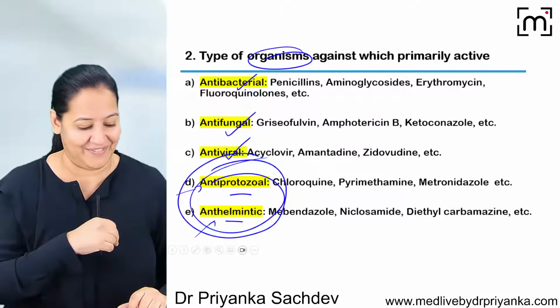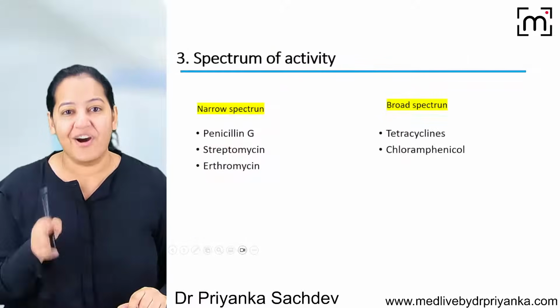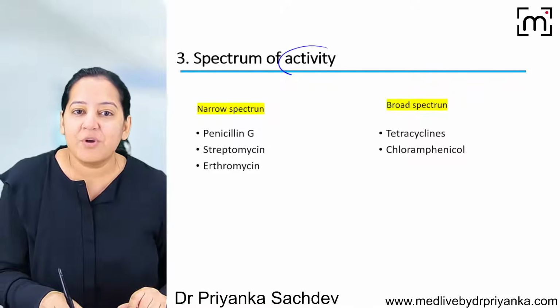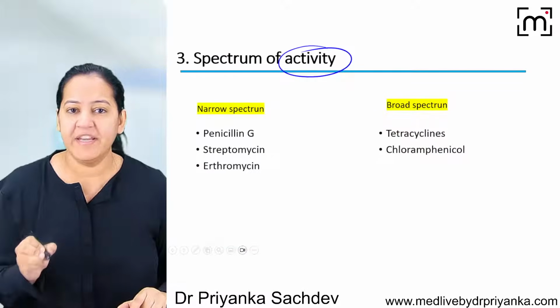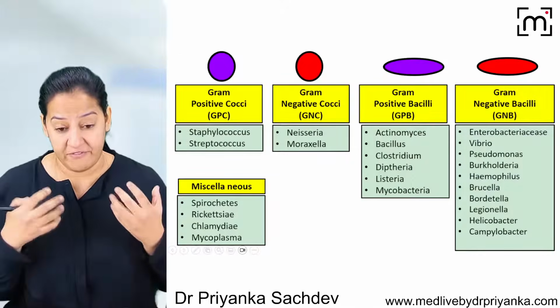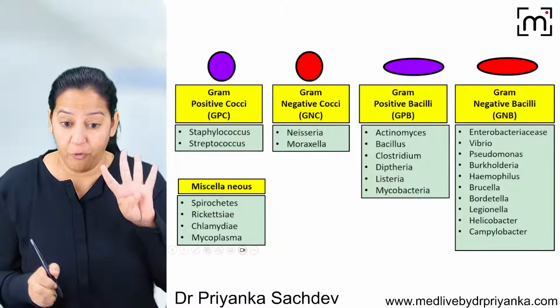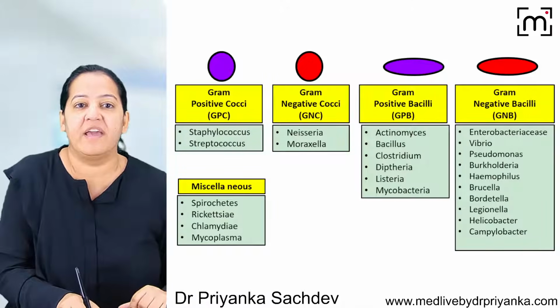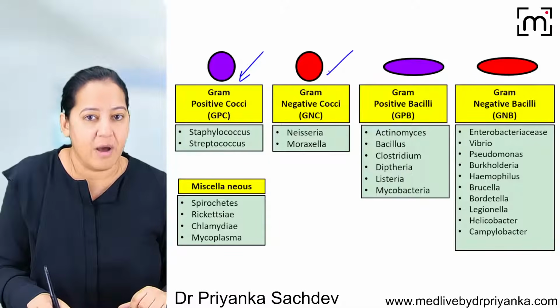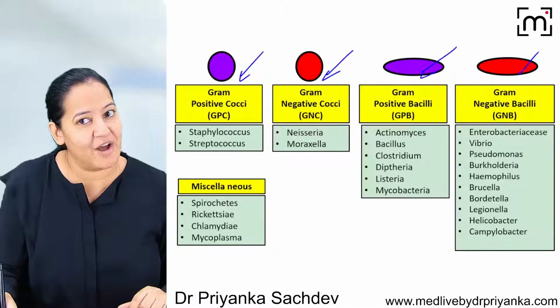The second way of the classification. I hope you are getting it. The third way of classification is based on their activity. How many types of bacteria you know? You may have read this in microbiology. There are 4 types of bacteria based on the gram staining. They are gram-positive cocci, gram-negative cocci, gram-positive bacilli, gram-negative bacilli.